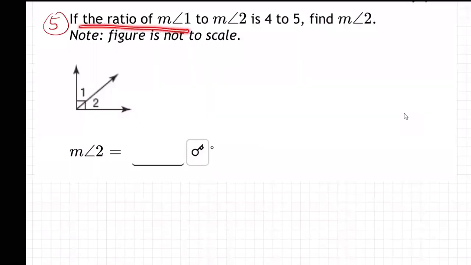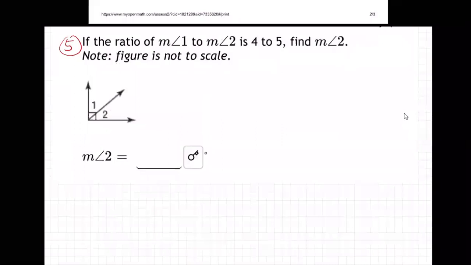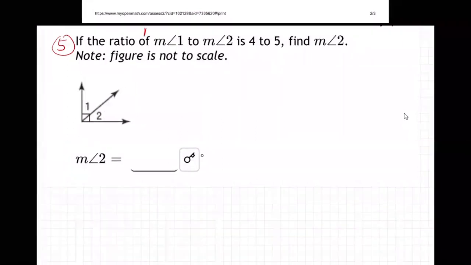Okay, so the ratio, this m thing, this just means measure. You don't have to do anything with that. It just means measure. So the measure of angle one, the measure of angle two, that's all that m stands for in geometry. When they use an m with an angle, it just means measure. So basically they're saying the ratio of the measure of angle one to angle two is 4 to 5. Find the measure of angle two.